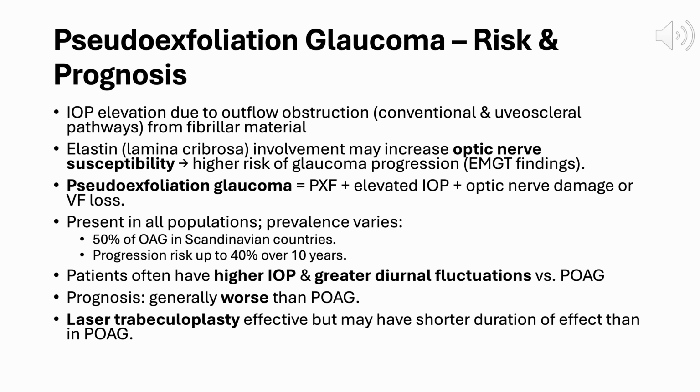Pseudoexfoliation glaucoma develops when the fibrillar material characteristic of pseudoexfoliation syndrome obstructs aqueous outflow through both the conventional and uveoscleral pathways, leading to elevated intraocular pressure. Involvement of elastin within the lamina cribrosa may make the optic nerve more susceptible to damage, which is supported by findings from the Early Manifest Glaucoma Trial.